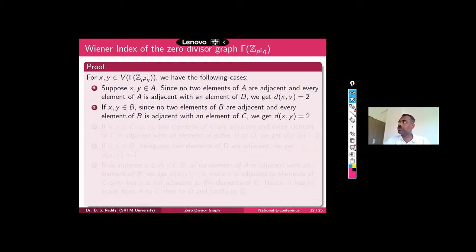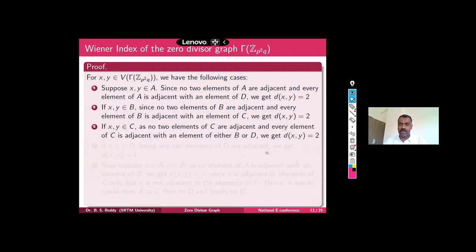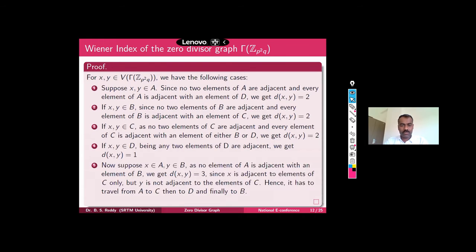Similarly, if X and Y are two elements from B, then you can go from where? This notation, because D was actually C, so these notations may change. One can easily go through it. It is not a problem. So you try to find all different possibilities. Okay, and what is the distance in this case?